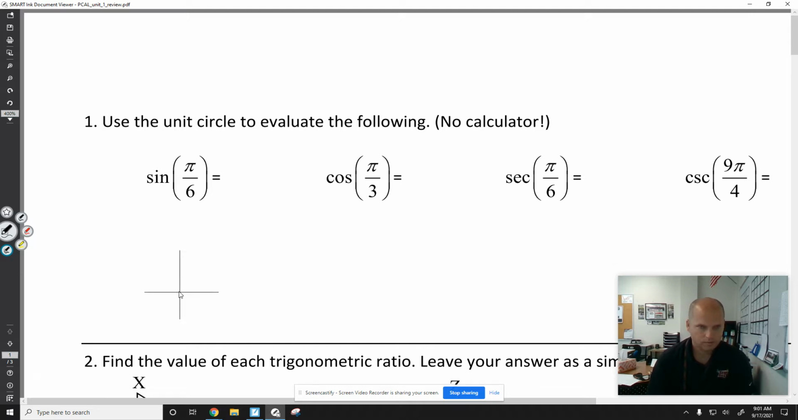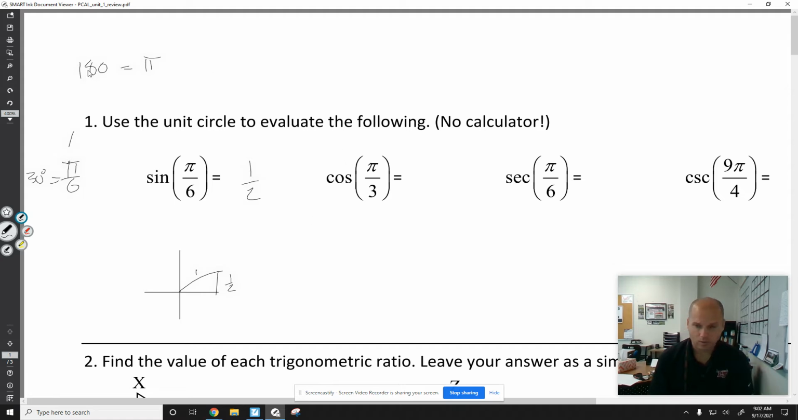Pi over 6, we know 180 degrees is pi. Divided by 6, pi over 6 has got to be 30 degrees. So I got a 30-degree reference angle right there. Sine is opposite over hypotenuse. The hypotenuse is always 1. Here, in my 30, 60, 90, the opposite's the short side, 1/2.